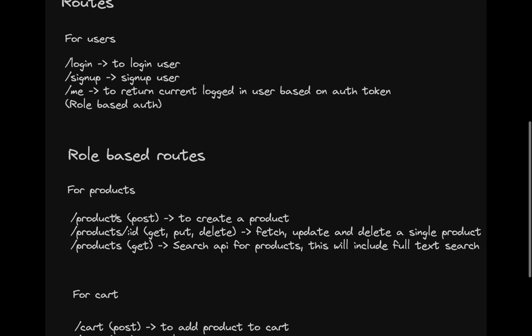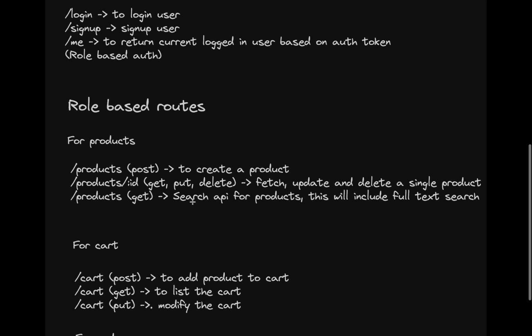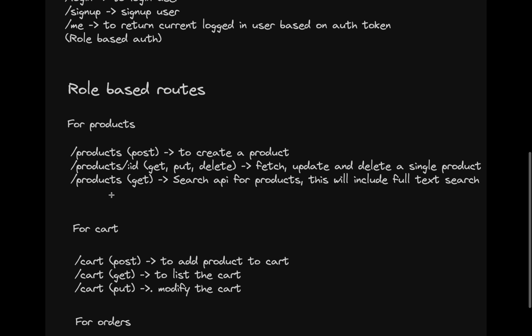Similarly, for the products as well, we have all these routes: products, get, put, and delete. And this is a search API for the product, in which we'll be exploring a totally new concept, which is full text search. Not new in general, but new compared to this course, because we haven't touched on full text search, how to do it in Prisma. So we will perform that.